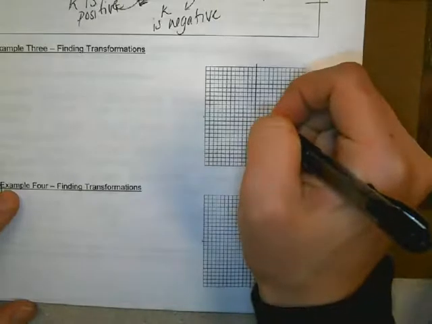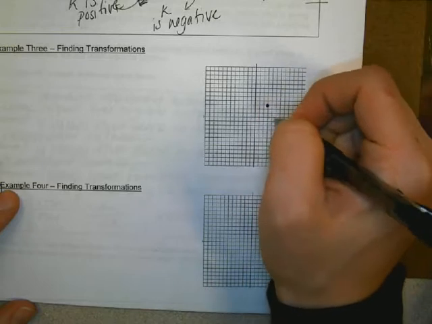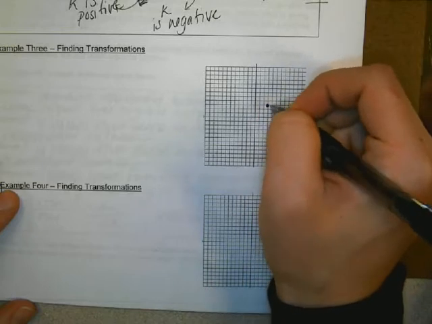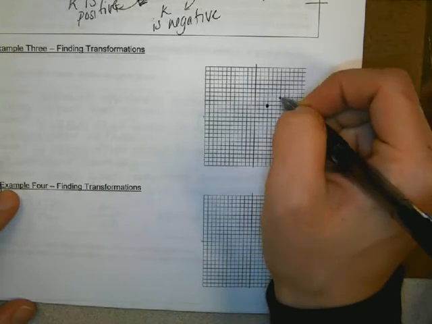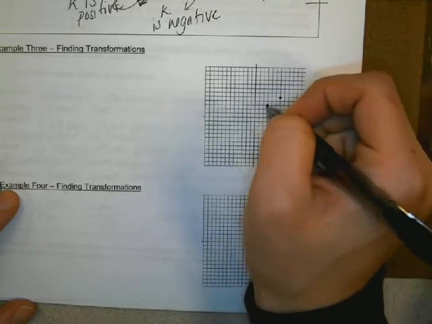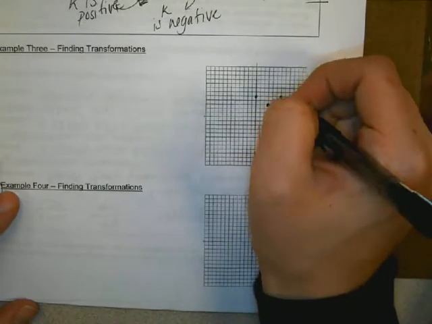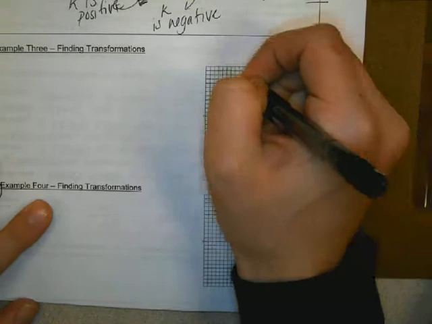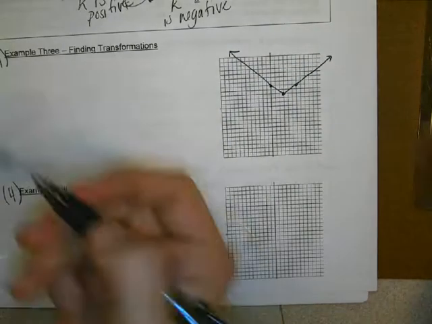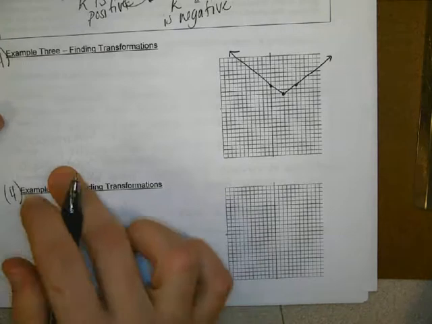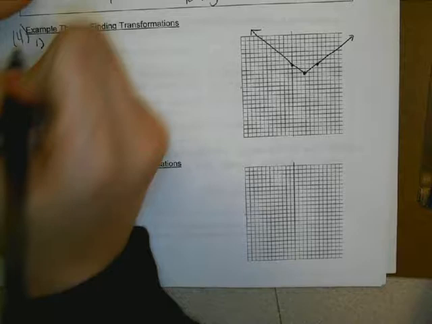Put a point at 3, 4, and then put a point at 6, 6, and one at 0, 6. And then draw your graph like that. Okay, and I'll write out the steps for example 3, and then you're kind of going to do the same thing for example 4. Notice these are both absolute value problems.